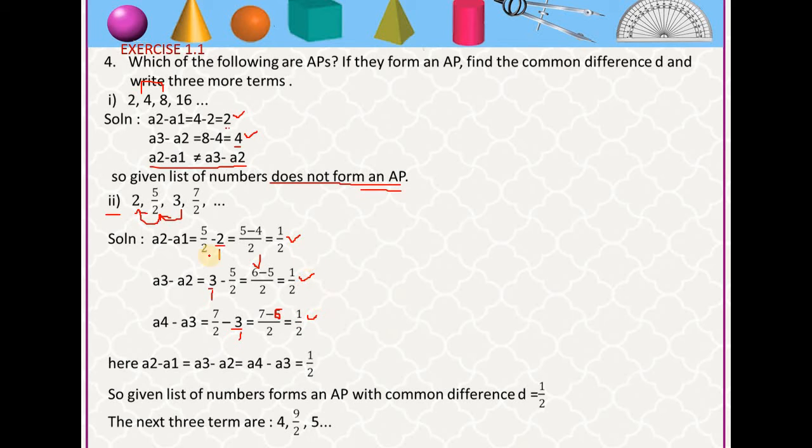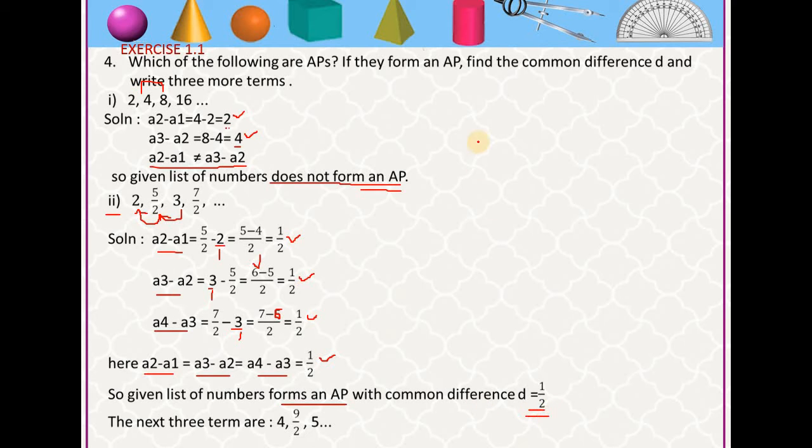So if you see the common difference of A2 minus A1, A3 minus A2 and A4 minus A3, the common difference is 1 by 2, 1 by 2, 1 by 2. The common difference of all these three are equal. Therefore we can write A2 minus A1 is equal to A3 minus A2, which is equal to A4 minus A3, which is equal to 1 by 2. Therefore the common difference is the same. So the given list of numbers forms an AP and the common difference is equal to 1 by 2.